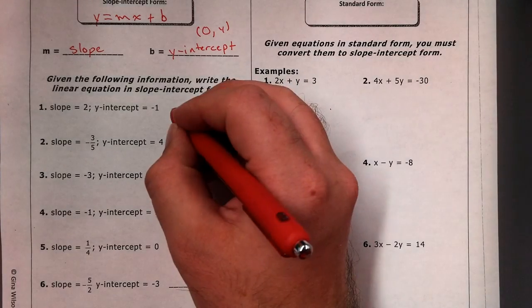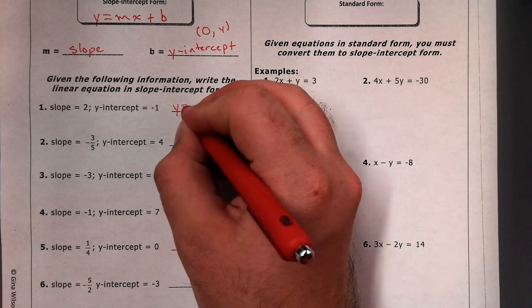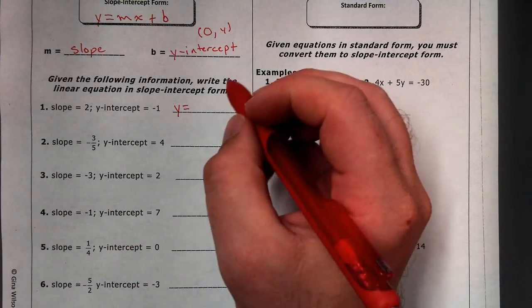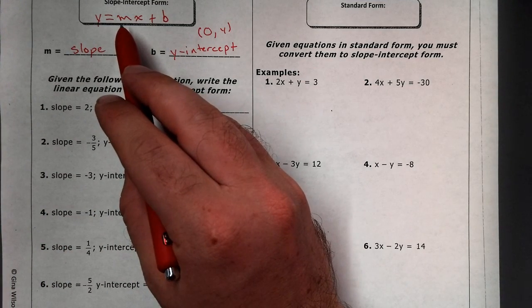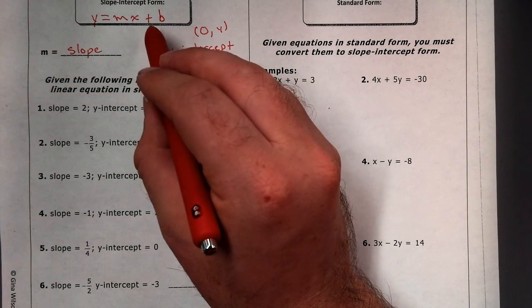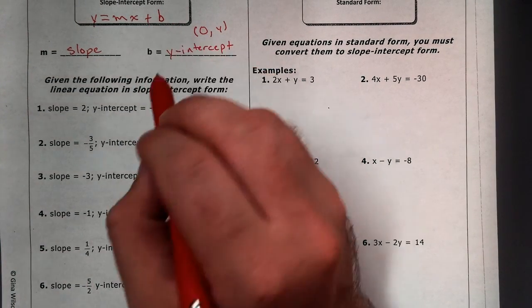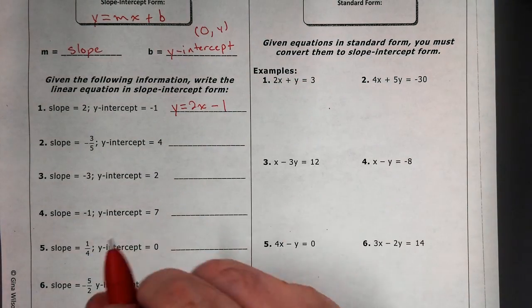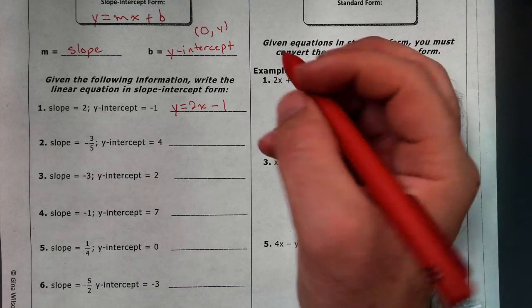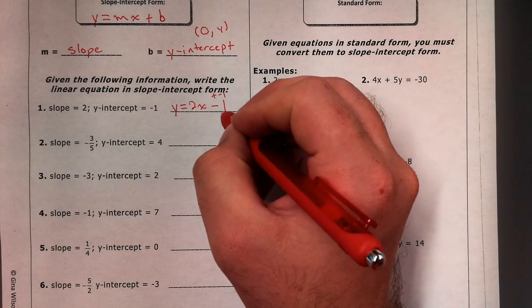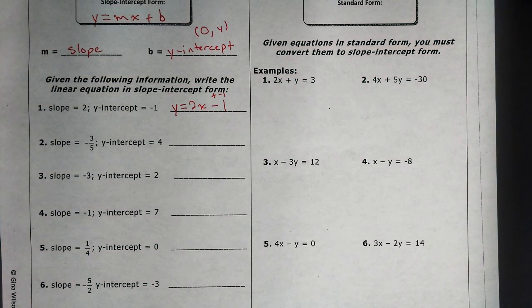The first one, well, it's always going to start out with y equals. It tells us the slope is 2 and the y-intercept is -1. So just plug in 2 for the m, so 2x, and then instead of plus b, it's going to be plus the y-intercept, which is -1. You could technically write this as plus a -1, but I think this looks a lot better if you just write it as minus whenever you have a negative intercept, okay?